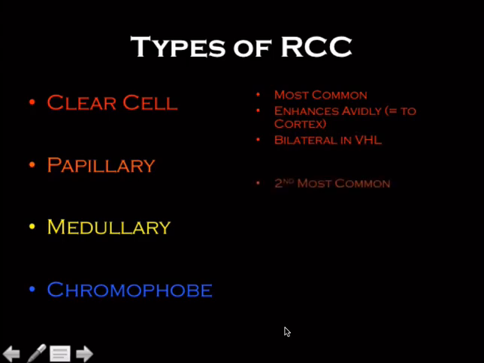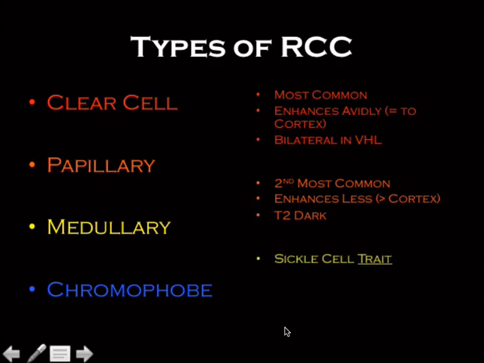Papillary is the second most common. There are actually 2 types. You've got a type 1 and a type 2. Type 2s tend to be more aggressive. That's probably above the scope of this exam. Just know that they do happen, and they tend to enhance less avidly, less than the cortex on corticomedullary phase. And they're on the T2 dark differential, which is a classic differential we'll discuss in a minute or two.